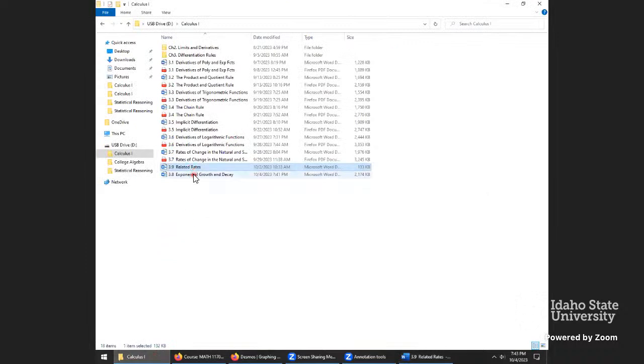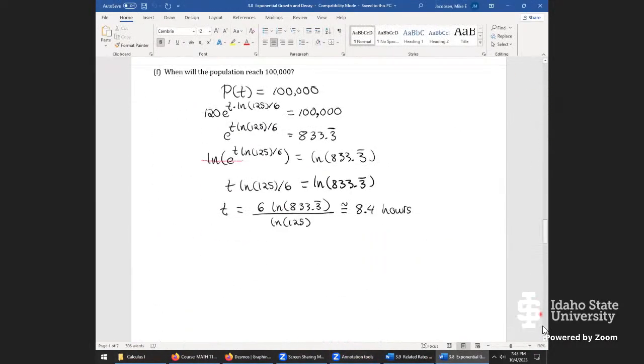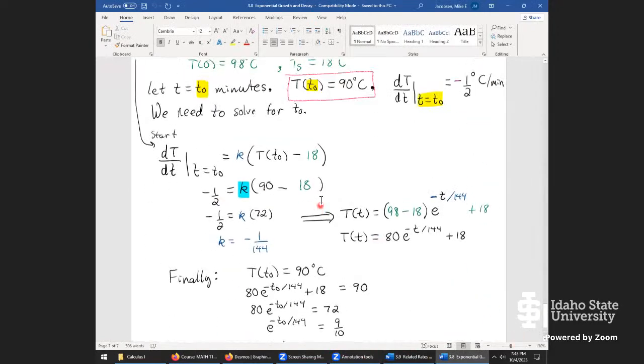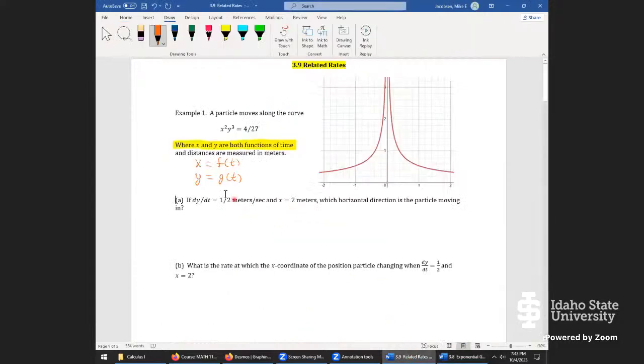I kind of shouldn't have closed 3.8 too early. Folks in the class made a really, really important observation. Right here, when you saw that it was cooling, you knew to put a negative in the derivative. That's extremely important. If the derivative is positive, something is going in the positive direction. If the derivative is negative, something is going in the negative direction instead. If you keep those two ideas completely together, it helps out right here.